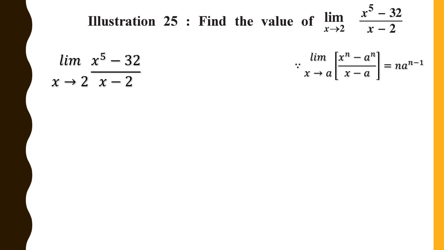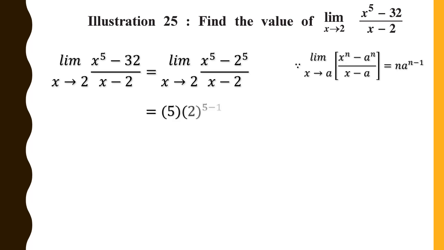Now where do we get this 2? We see that x tends to 2, so 2 is essential here. Whenever we are creating powers, we create that power depending on the value of the limit. So we are converting our equation to (x raised to 5 minus 2 raised to 5) divided by (x minus 2). Now this equation and the form are very similar, so we will directly write it down. The n value in this question is 5, the a value is 2. So we write it as 5 multiplied by 2 raised to 5 minus 1. In each question you have to decide what the n value and the a value are.